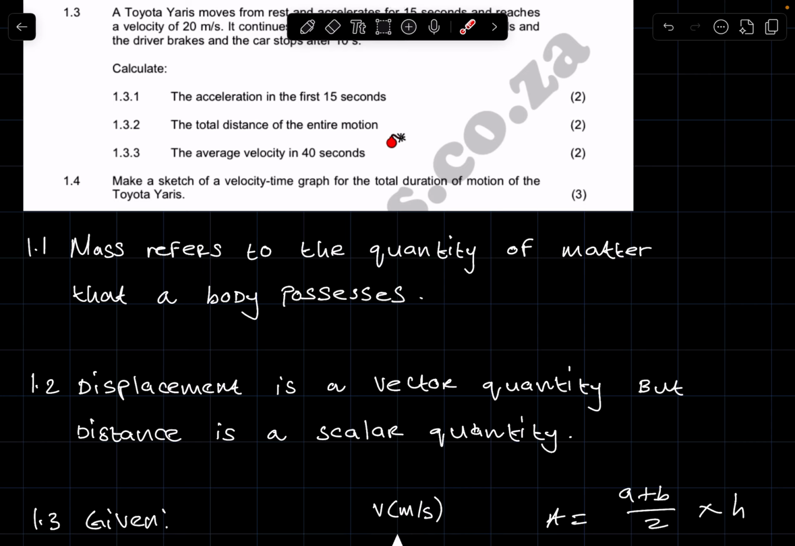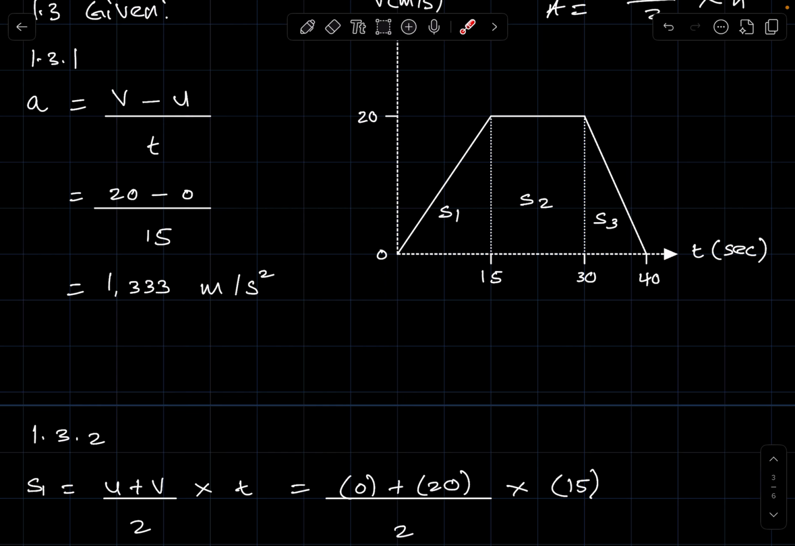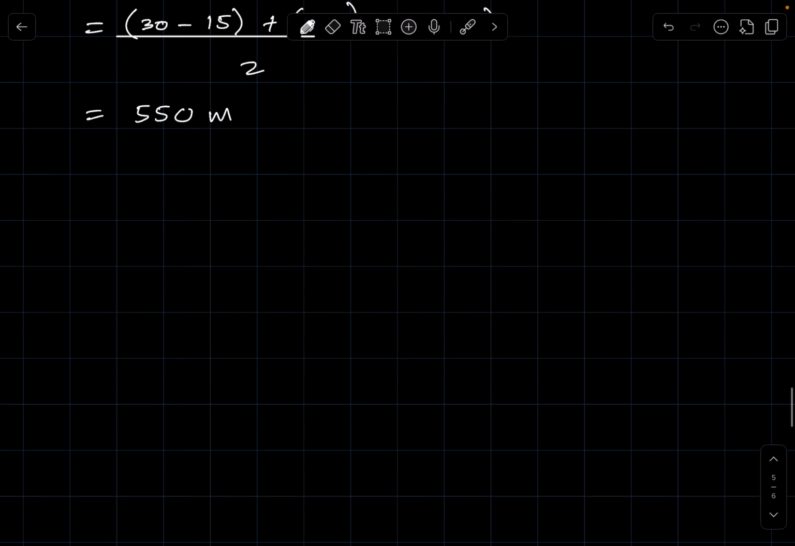Then now let's look at 1.3.3, calculate the average velocity in 40 seconds. So now they want us to calculate the average velocity, considering the entire span of the car's motion. So from here to there, they want us to calculate the average velocity. So this is 1.3.3. And this is how you calculate the average velocity.